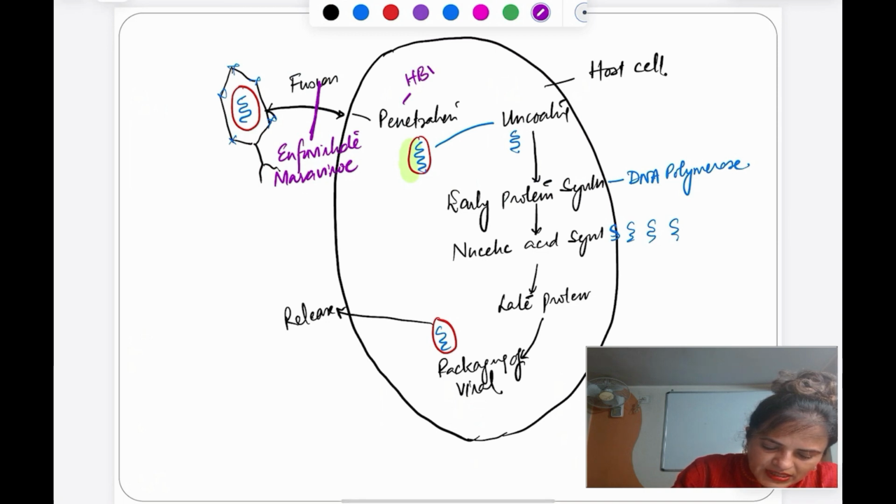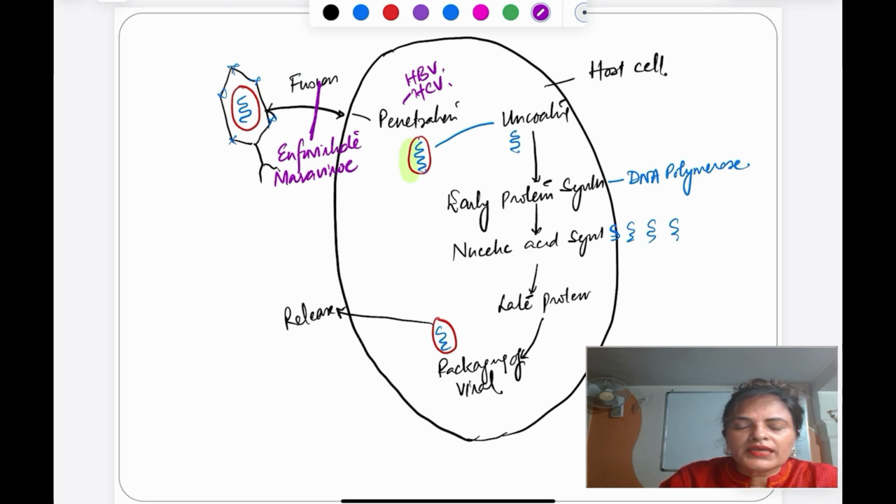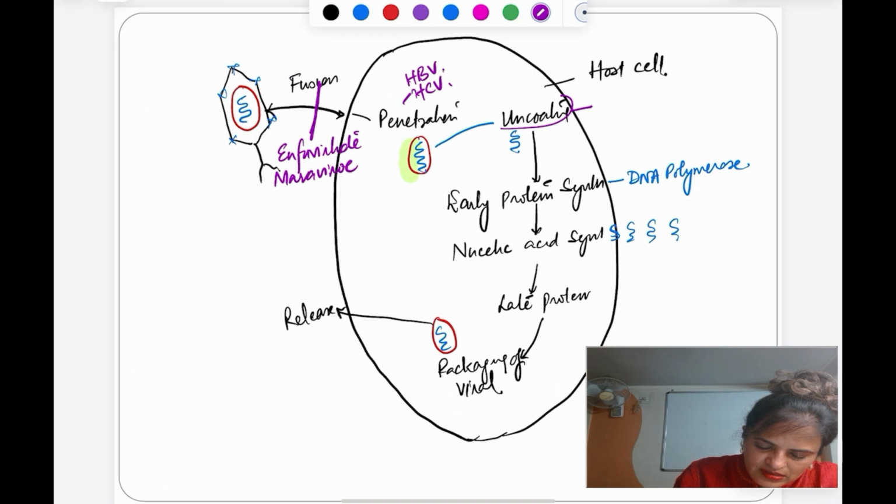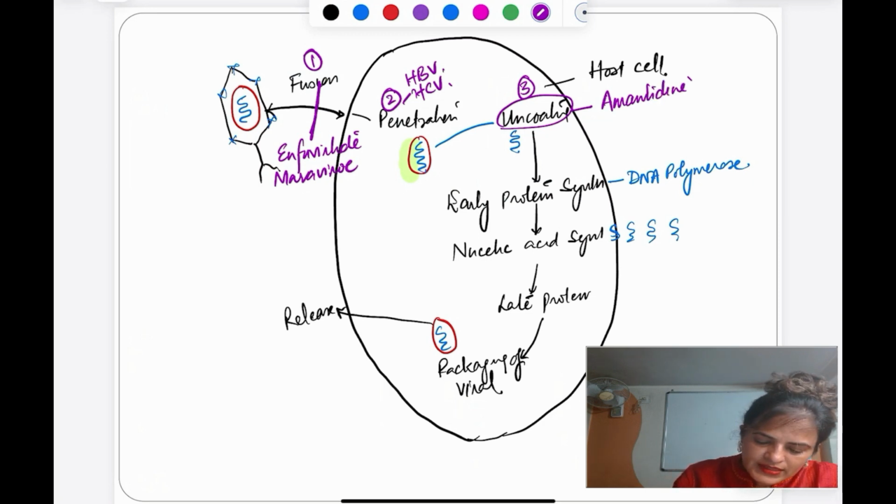Then the penetration of the virus is inhibited by this. Then uncoating, this is by amantadine and rimantadine. Then early protein synthesis is inhibited by fomivirsen.